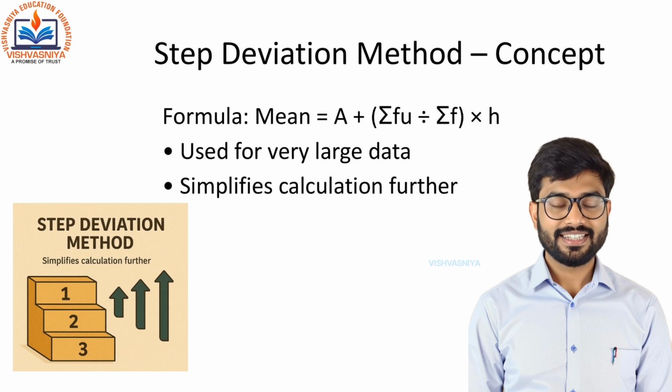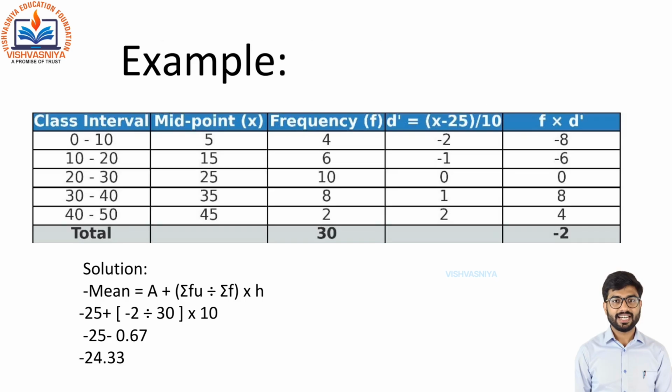The step deviation method is even easier when class intervals are equal. The formula is mean equals assumed mean plus summation of frequency into step deviation divided by total frequency multiplied by class width. We again take assumed mean as 25. The class interval width is 10. For class interval 0 to 10, step deviation is 5 minus 25 divided by 10, which is minus 2.